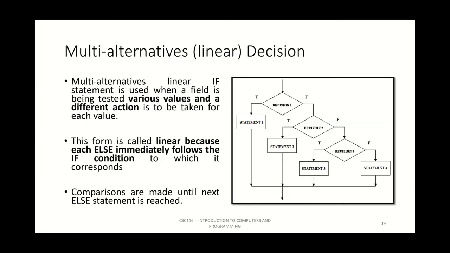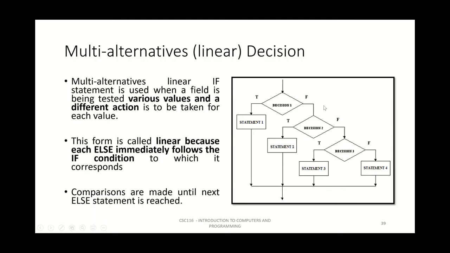Third, multi-alternative or linear decision. So what is a linear decision? A multi-alternative linear if statement is used when a field is being tested for various values and a different action is to be taken for each value. This form is called linear because each else immediately follows the if condition to which it corresponds. The comparisons are made until the next else statement is reached.